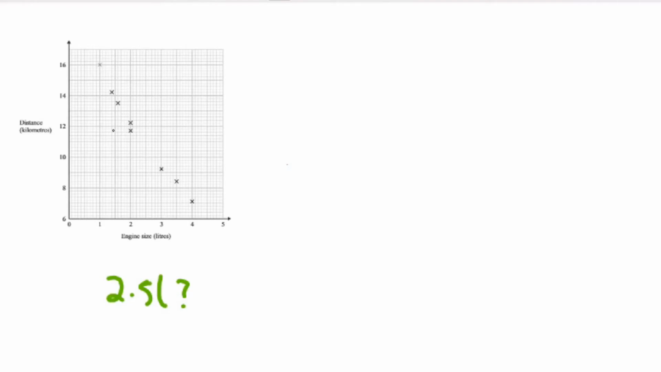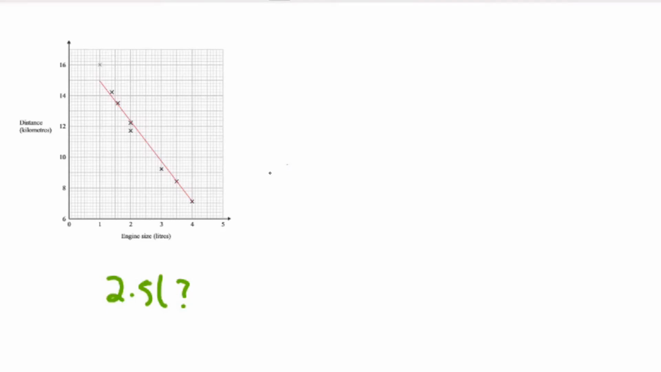And then just for the other parts, to work out what distance is going to be travelled at 2.5 litres, first of all, we're going to need a line of best fit. If this is actually on your exam paper, you'll use a ruler and a pencil. Again, there's going to be a little bit of leeway with what's allowed with a line of best fit, just depending on how you've drawn it.